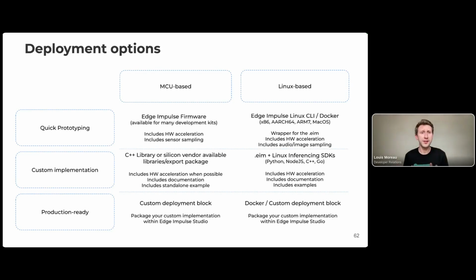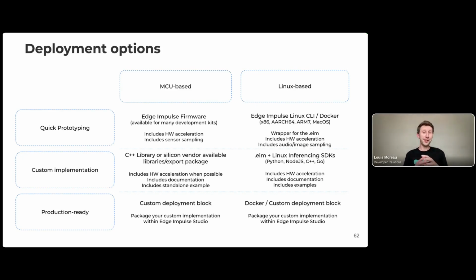On the Linux side, you can use the Linux inferencing SDKs that use the .eim, and we have a Linux inferencing SDK for Python, Node.js, C++, and Go. It also includes hardware acceleration. We include documentation and plenty of examples, especially on the Python one. We've got some interesting examples.